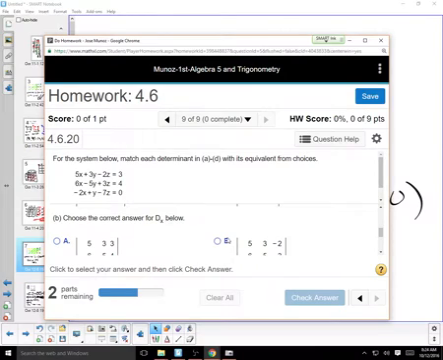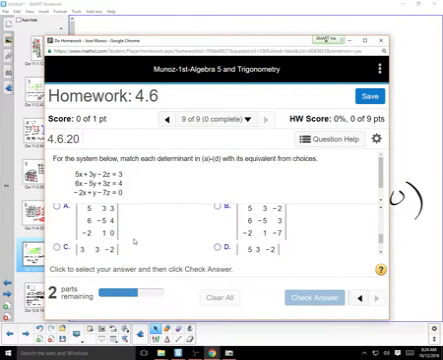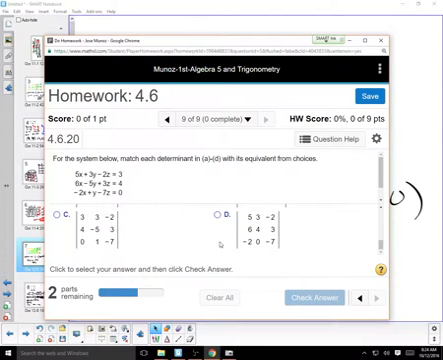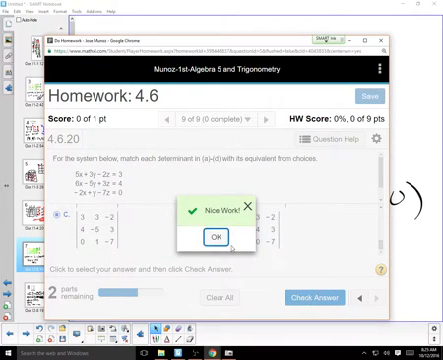Okay, moving on. Now the next one is, choose the correct answer for D sub x. Okay, so D sub x, what's the difference between D and D sub x? The solution should go in for x. So I'm looking for the one that has the first column that starts with 3, 4, 0. This isn't it. That's not it. That's not it. So it's this one here, 3, 4, 0. I'm just going to double check. 3, -5, 1. -2, 3, 7, -7. So it's definitely C again. Check my answer. We're good to go.